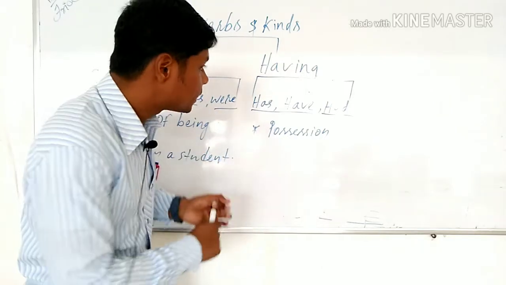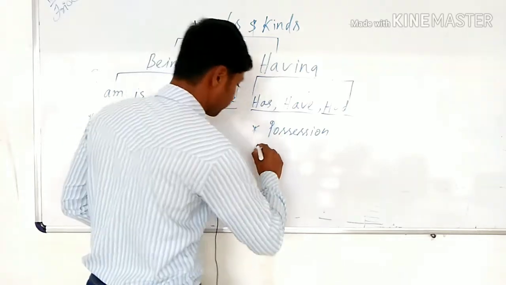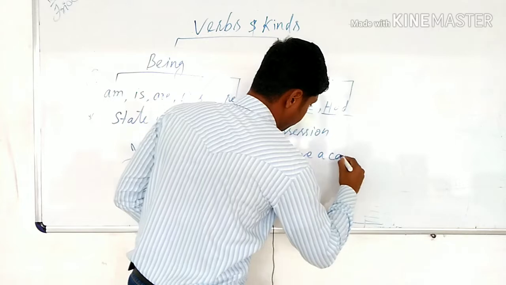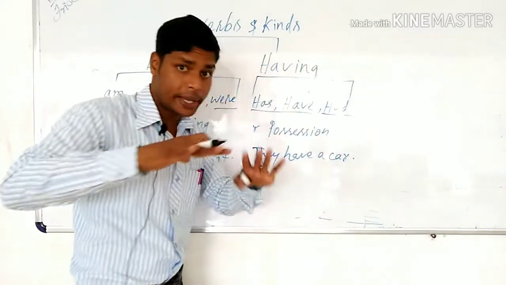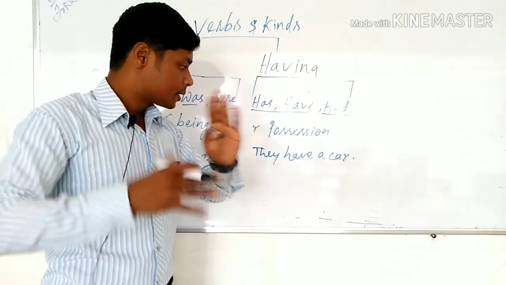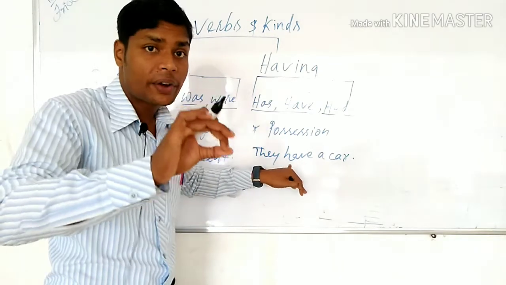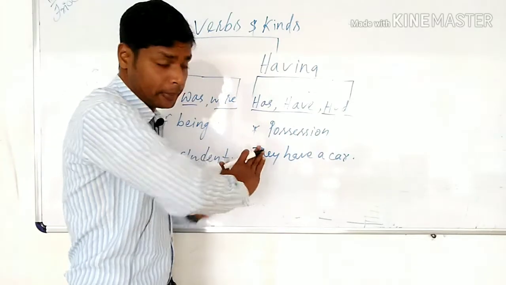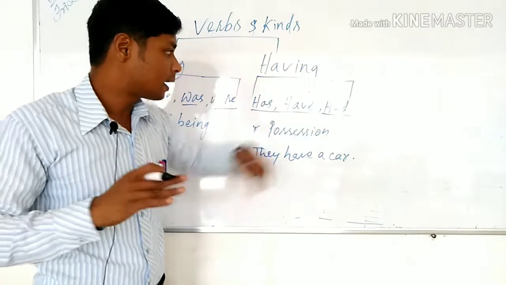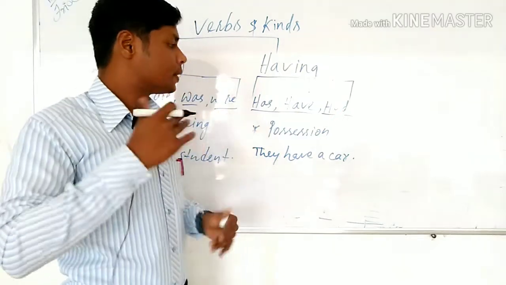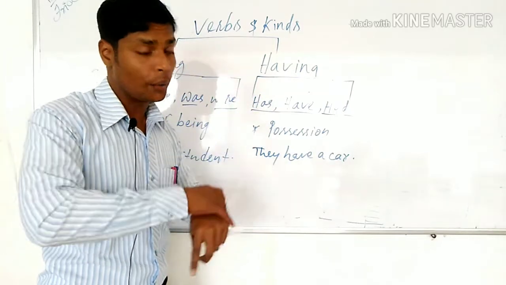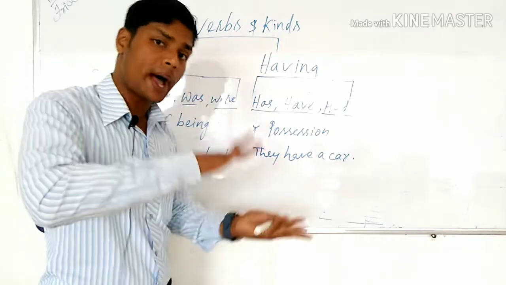Now, is that clear? For example, we say they have a car. That means they are possessing a car. This sentence is stating the having of a car with them. Therefore, has, have and had are the having verbs which state our possessions, our belongings, and had is used with the past.